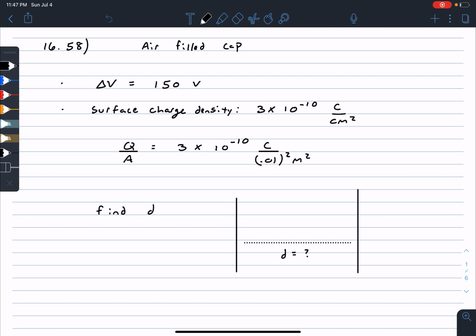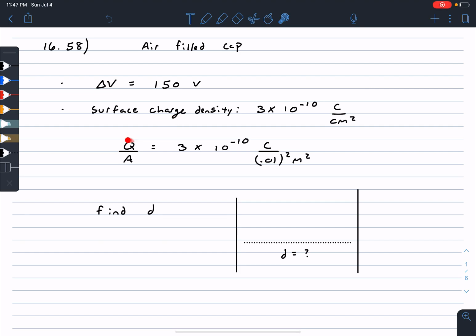Okay, next problem, number 58. We're given an air-filled capacitor. We're told the voltage difference. We're given a surface charge density of 3 times 10 to the negative 10 coulombs per centimeter squared. So let's talk about surface charge density.